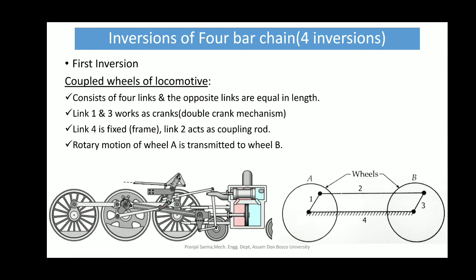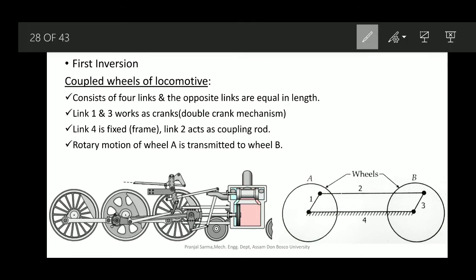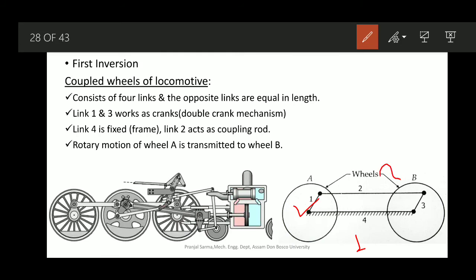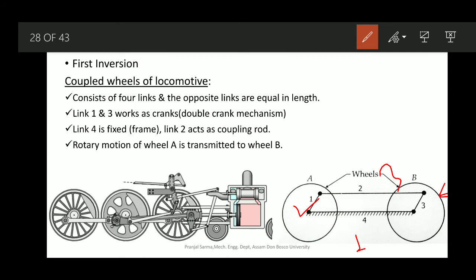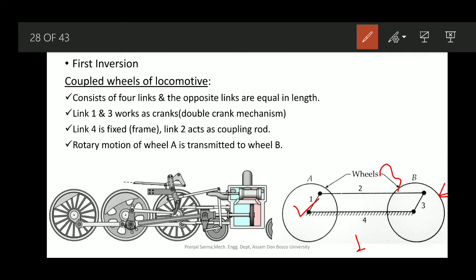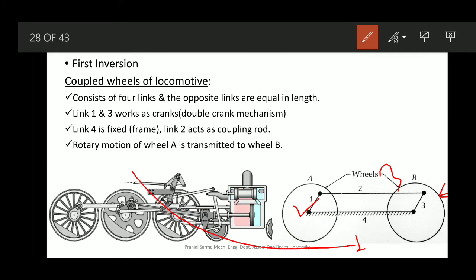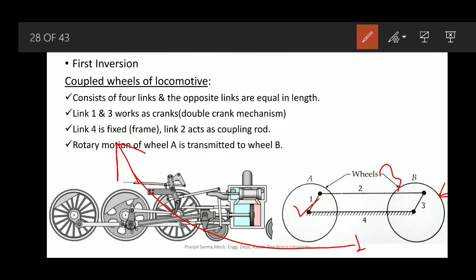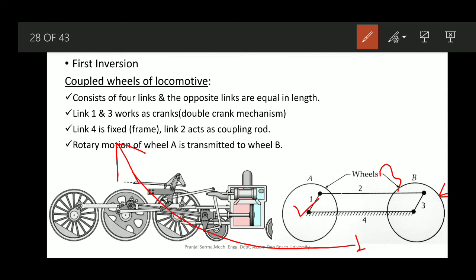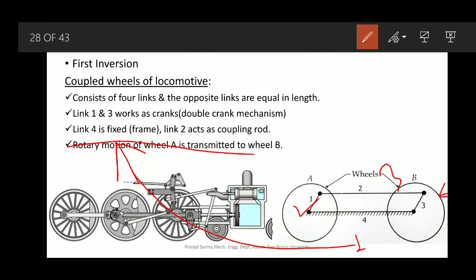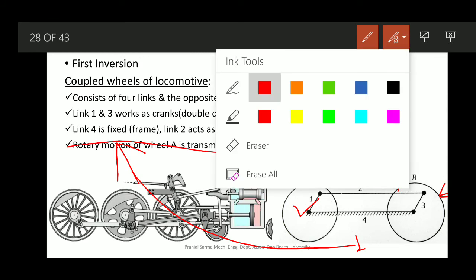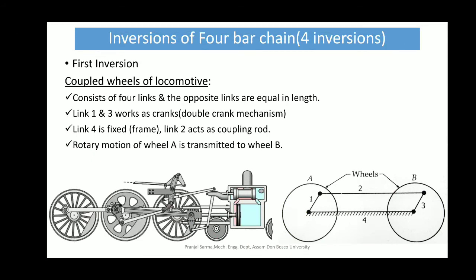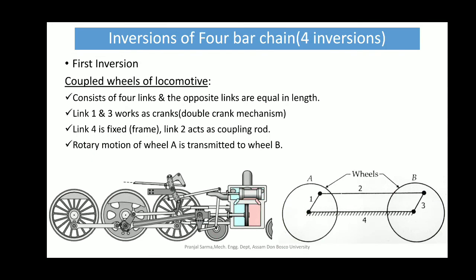You should not suppose the numbering is fixed; depending on your convenience, you may number the links 1, 2, 3, 4. With the numbering there is no issue, but whatever number you give, your statements should reflect it. You should not say, in the first inversion, link 4 is fixed, unless that matches the figure. Everything comes with respect to the figure, whatever nomenclature we have used in the figure.